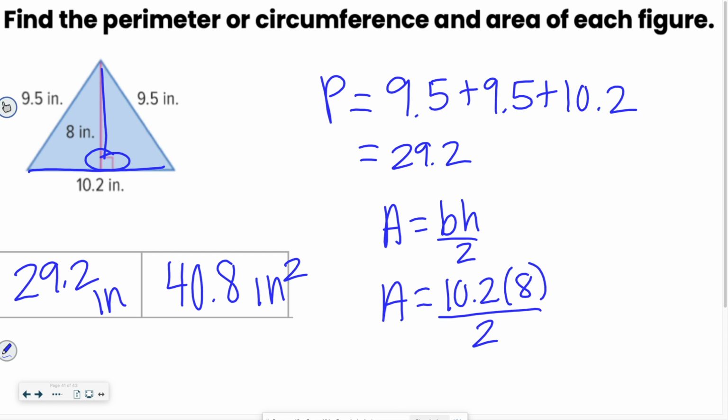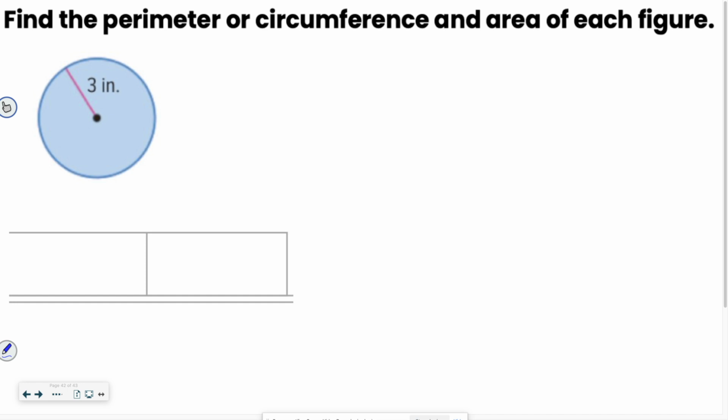Okay, let's try a circle. Should we start with circumference? What's your formula? 2 pi r. What's your radius? 3. So we're just going to plug in 3 for r. Again, this is all just calculator work. If you don't know where the pi button is, wave me over. You should get like 18 something. 2 times pi times 3. I'll help you find pi. It's 18.8. Beautiful.